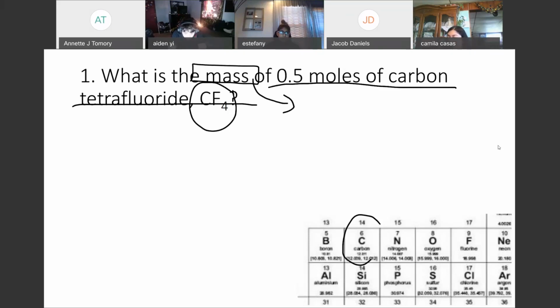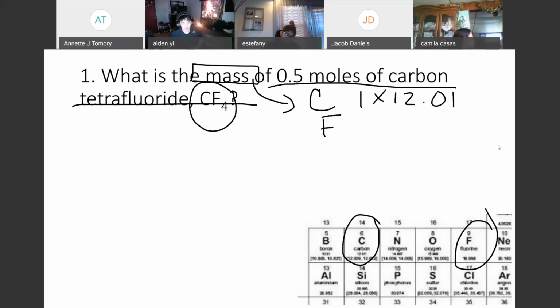Molar mass. So we have carbon here, and we have fluorine here. Carbon is 1 times 12.01. Fluorine: there are 4 fluorines here. What's the mass of fluorine? 19.0. Does everybody know where I'm getting those numbers from? Okay, so we have 12.01 here. What's 19 times 4? Somebody put that in the calculator.